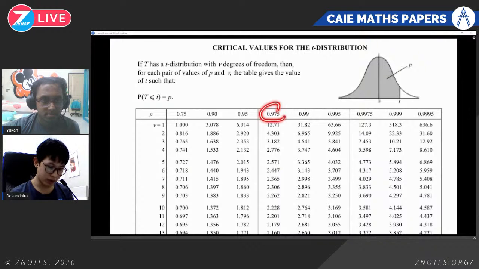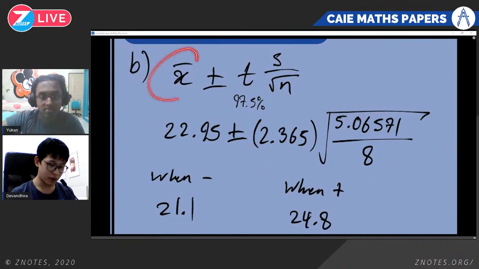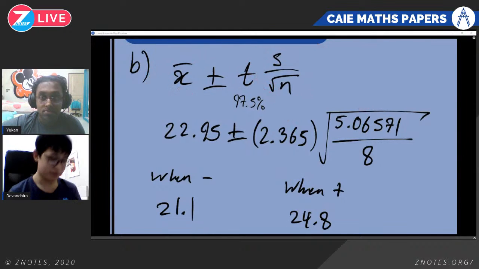We have 0.975, and our degrees of freedom is 7. That means the t value is 2.365. Agree? Right. So once you have that, just plug everything in. We have our x bar as this, our t value is 2.365, and our s over square root of n is just this whole thing.